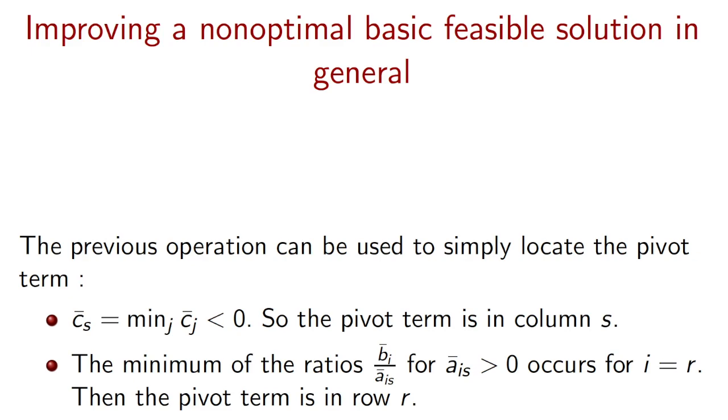The previous operation can be used to simply locate the pivot term. So we have this cs. The minimum of the ratio occurs for i equal to r, then the pivot term is in the row r.